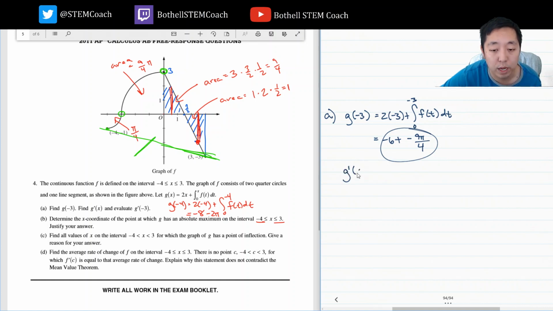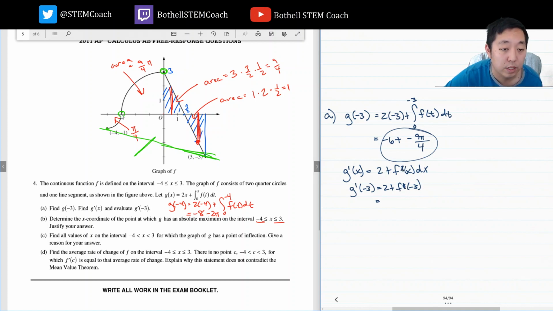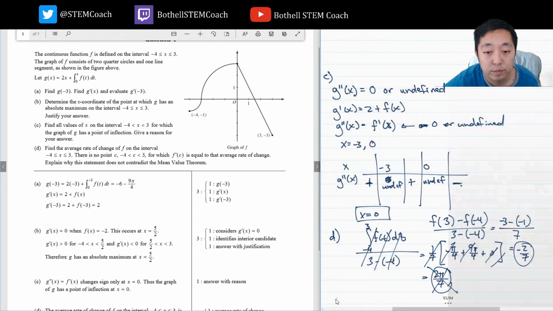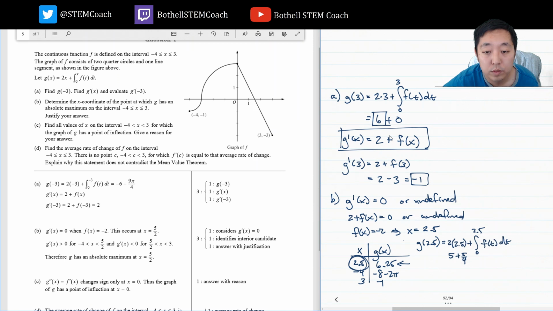We found g prime of x. That was easy: 2 plus f of x. And so g prime of negative 3 is just 2 plus f of negative 3. Not f prime. Why am I saying f prime? It's just f. F of negative 3 is 0, so that's just equal to 2. Okay, so that is how you do it if you plug in the proper value. 2 plus f of x. At least I got that part right.